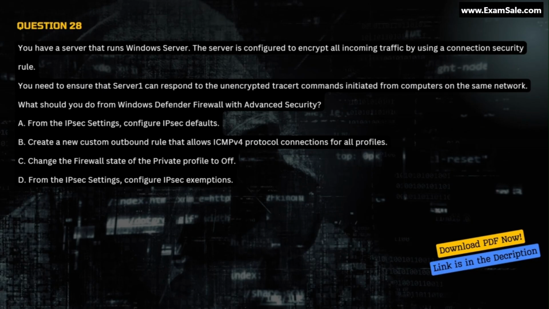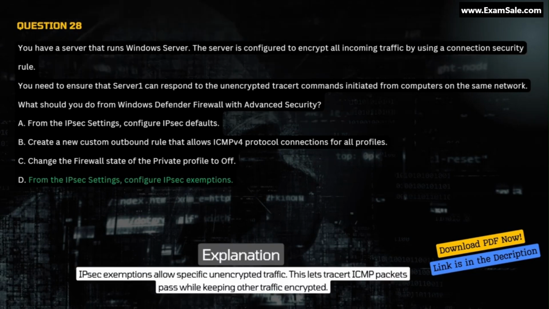A. From the IPsec settings, configure IPsec defaults. B. Create a new custom outbound rule that allows ICMPv4 protocol connections for all profiles. C. Change the firewall state of the private profile to off. D. From the IPsec settings, configure IPsec exemptions. Correct answer D. Explanation. IPsec exemptions allow specific unencrypted traffic. This lets tracert ICMP packets pass while keeping other traffic encrypted.